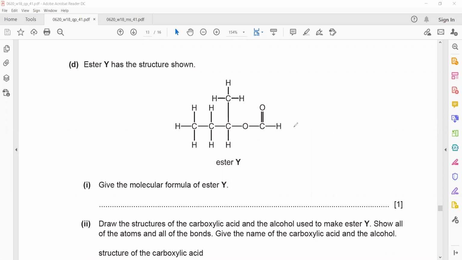Is it clear? And the name of this ester is butyl methanoate, because the part which is attached to oxygen is considered as a branch, and the part which is attached to C double bonded with O is considered as the chain. What is this CH3 called? Is it a branch or what?